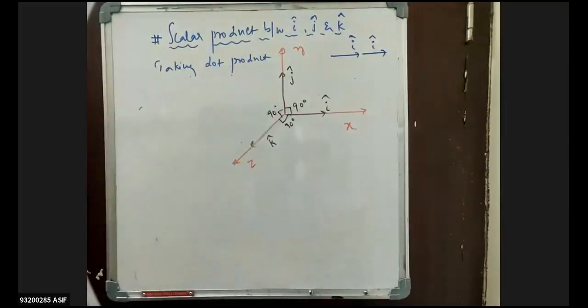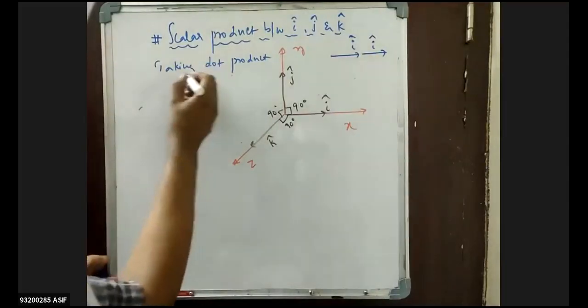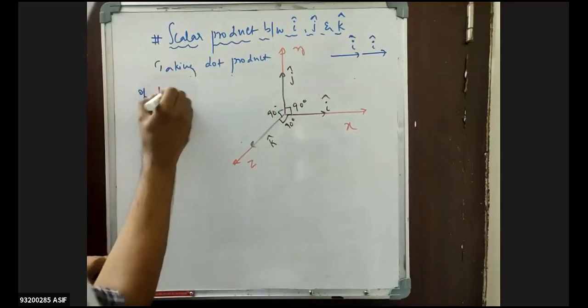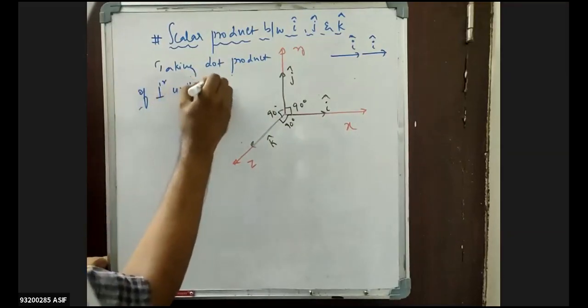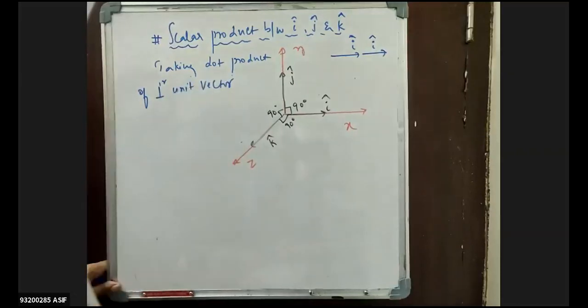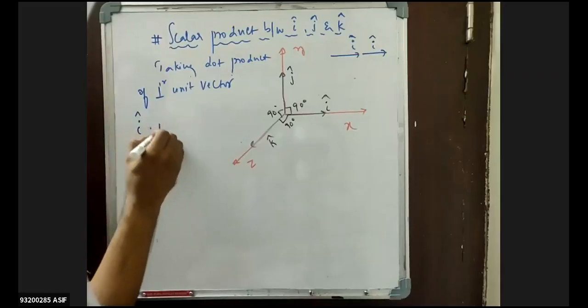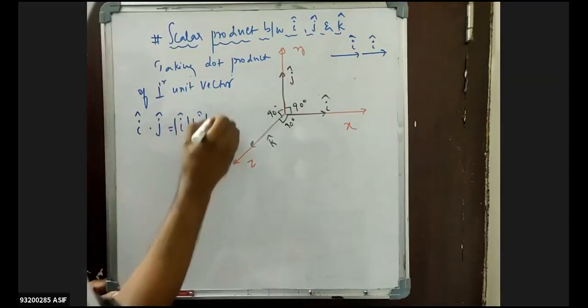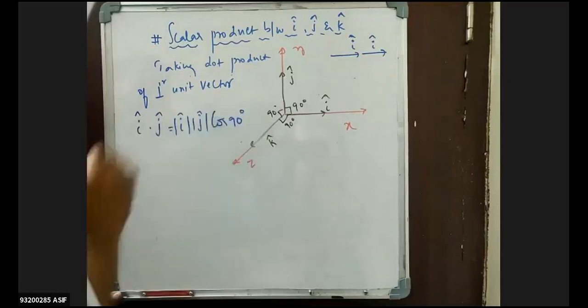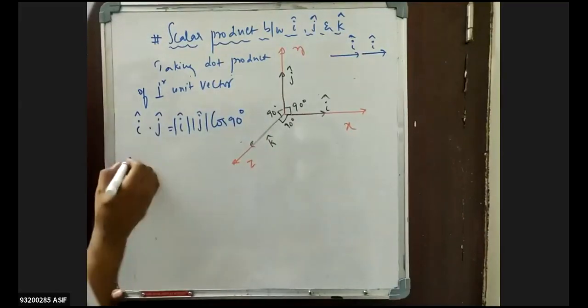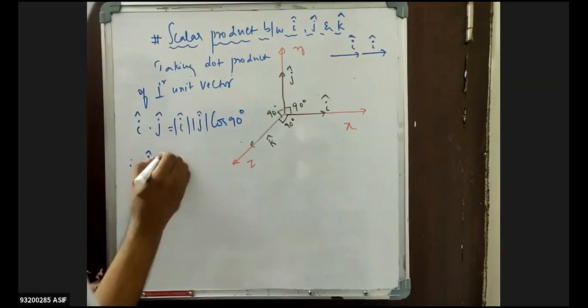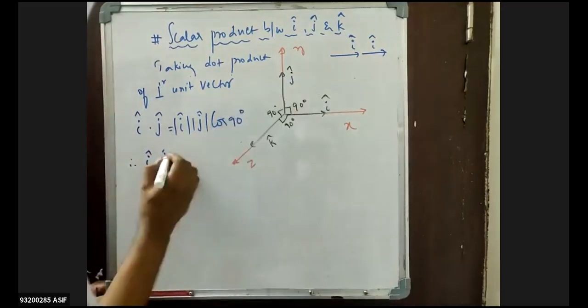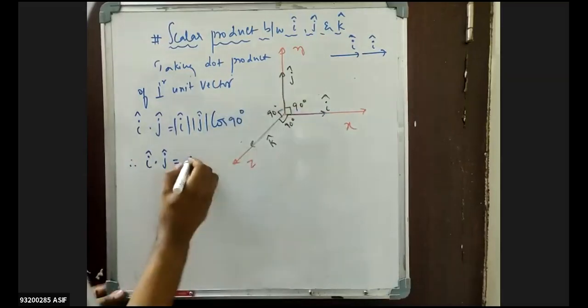Taking the dot product of perpendicular unit vectors, can you tell me what the answer will be? 0. Very good. i cap dot j cap is equal to mod i mod j into cos theta. The angle is how much? 90. Cos 90 is how much? 0. So I can write i cap dot j cap, the angle between i and j, will always be equal to 0.